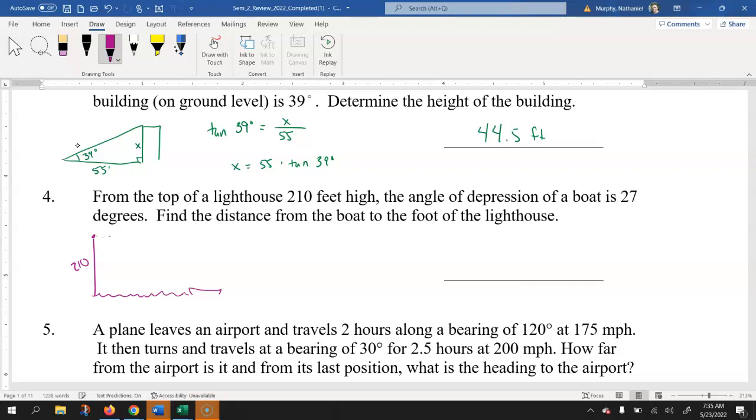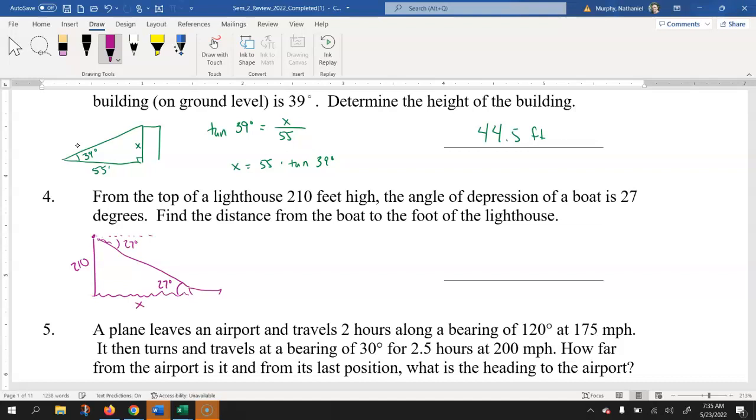So that means when you're looking straight out from the top of that lighthouse down to the boat, that angle that's formed is 27 degrees. So it's not that angle. That is not the angle that we're looking at. The angle of depression will be looking straight out from the top of the lighthouse down to the boat. That angle would be 27 degrees. So remember, alternate interior angles tells us this angle is also going to be 27 degrees.